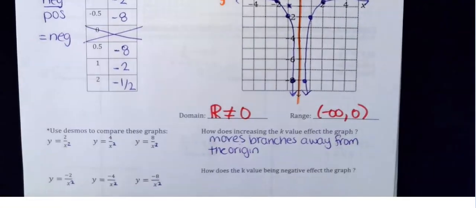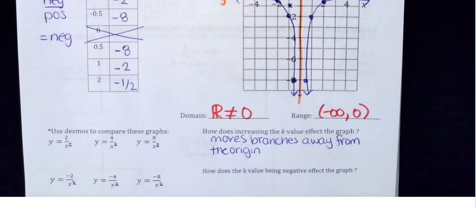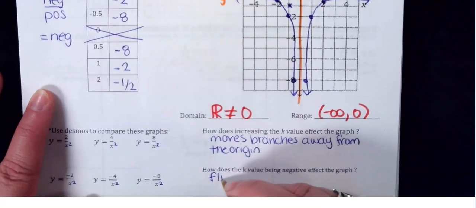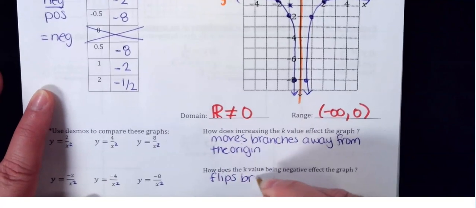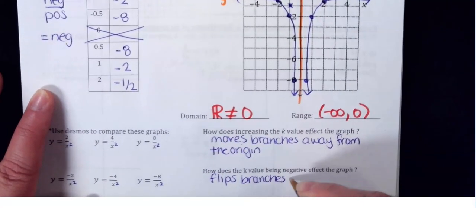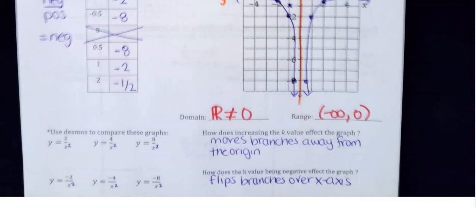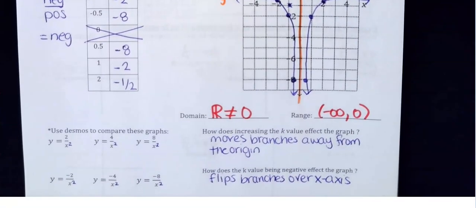Same shape, same asymptote, same domain, same range. It's just a little bit further away from the origin. And then all the k value does, if I make it negative, is flip the branches over the x-axis. So instead of both of them going up, if I change it to be a negative number, they're just going to both go down.